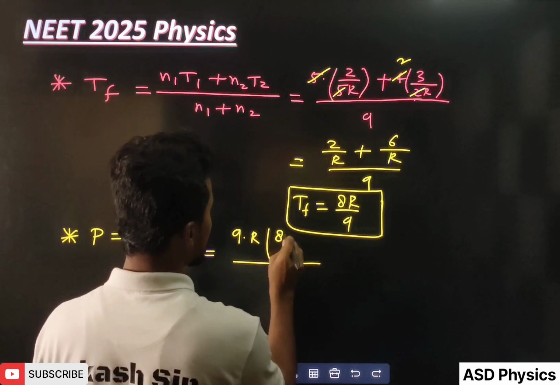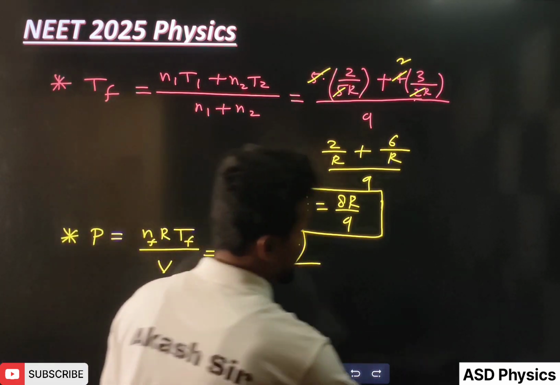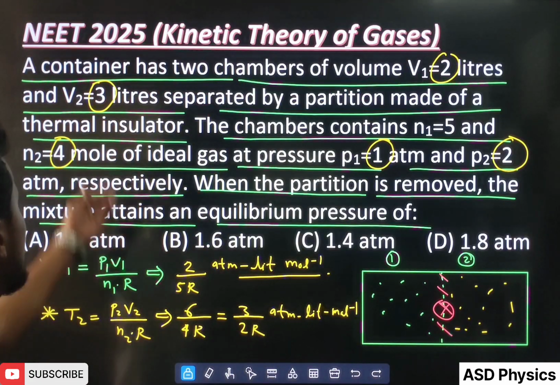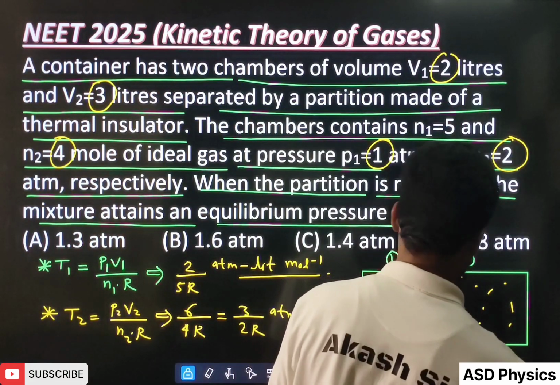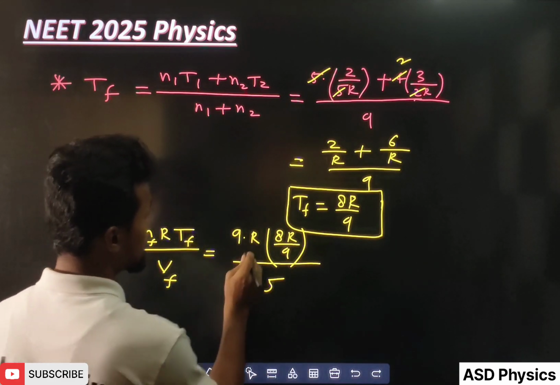After that, what is coming here? See, students, 8 by 9R here. And total volume, how much? Total volume, kindly see, students: 3 plus 2, how much? 5. Okay. So after that, what will happen, students? Just simplify this.